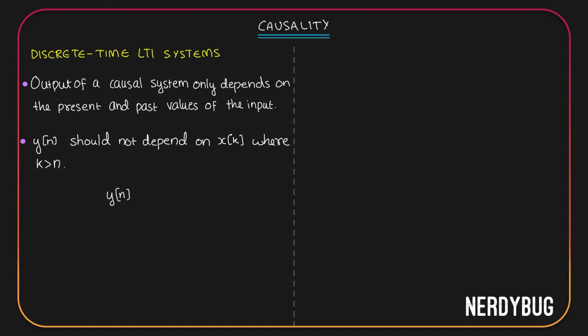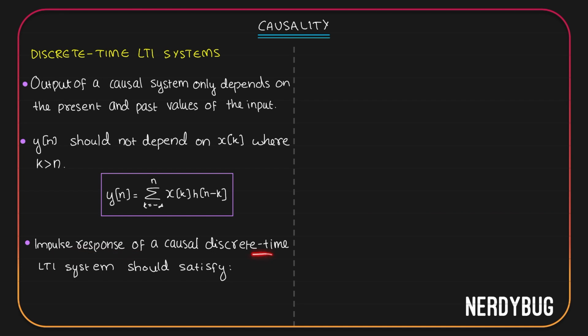We know y of n is given as the convolution of x of n and h of n. So it is the summation from k equals minus infinity to infinity of x of k h of n minus k. But we'll only take the summation from k equals minus infinity to n. Now, the impulse response of a causal discrete time LTI system should satisfy a condition, which is h of n is equal to 0 for all n less than 0. I'll explain this to you using an example.